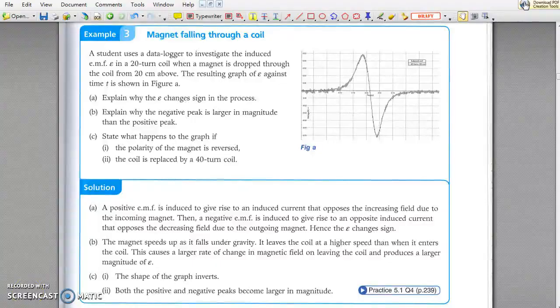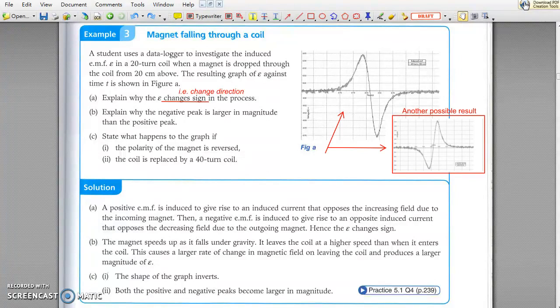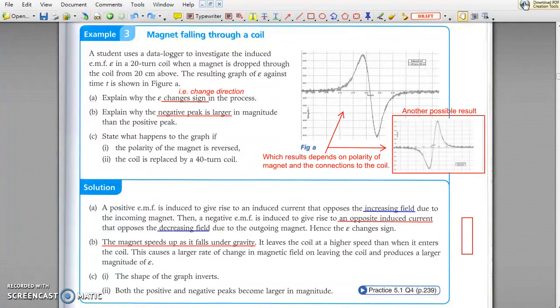Example 3. Magnet falling through a coil. This example further investigates the experimental result. Depending on the polarity of the magnet and the connections to the coil, we may have another similar result. But for both of them, since it is a vertical motion, the bar magnet accelerates. And so, the current in the second stage has a larger magnitude due to the higher falling speed of the bar magnet.